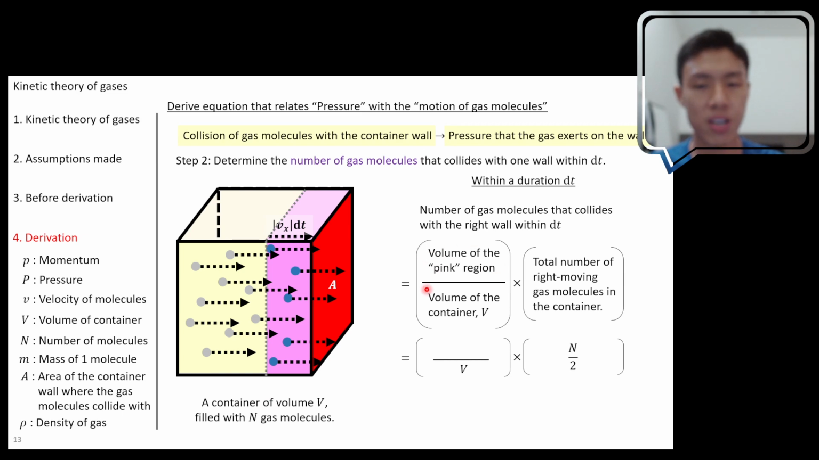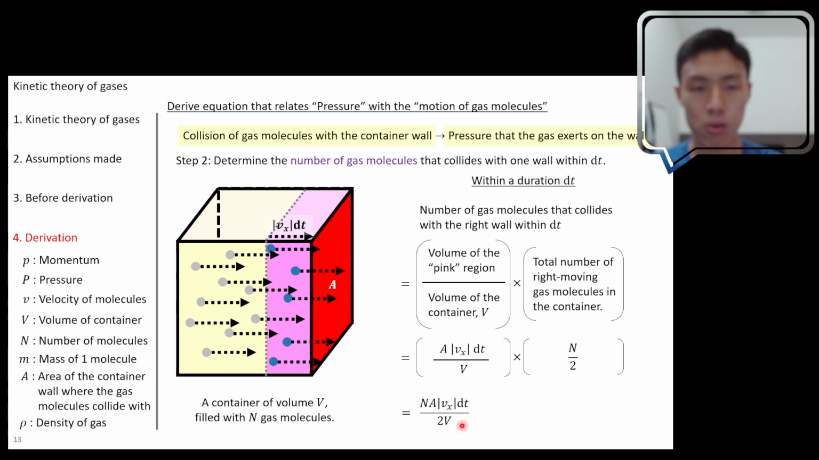Whereas the volume of the pink region, we know that it's the cross-sectional area, the area of the wall, multiplied by this height over here, which is v times dt. So we get the area multiplied by v times dt, and you get the volume of this pink region. So again, this is the pink region, this is the whole volume, then you multiply by half of the total number of molecules, because only half of them are moving to the right; the half that are moving to the left, we are going to ignore. Okay, so from there we are able to determine the number of gas molecules that collide with the right wall within this short amount of time dt.